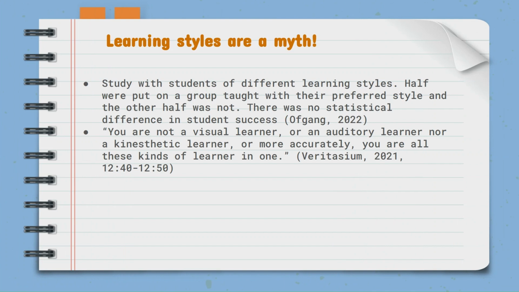As one of the videos from our module said, you are not a visual learner or an auditory learner, nor a kinesthetic learner, or more accurately, you are all these kinds of learner in one. So we should not be boxing our students in. And multimodal learning is the answer. So instead of boxing them into you are this style, it's let's teach using all of them whenever possible.